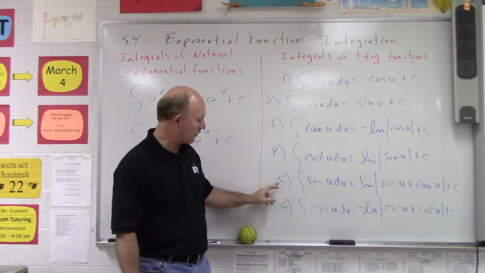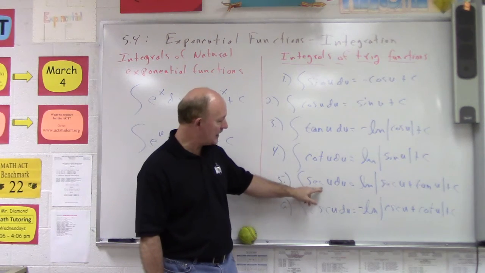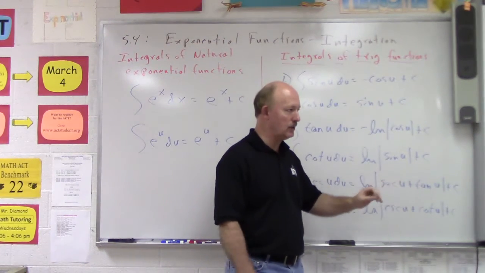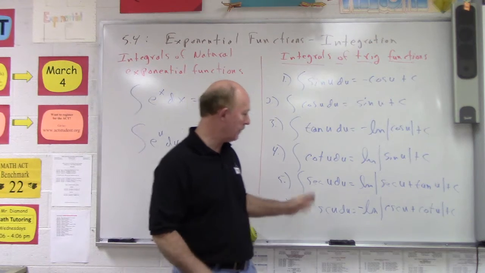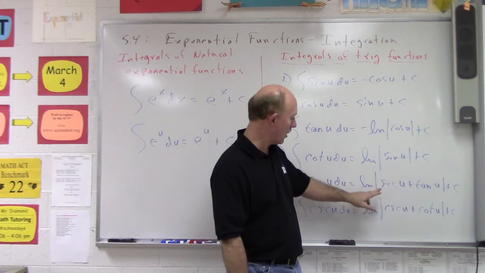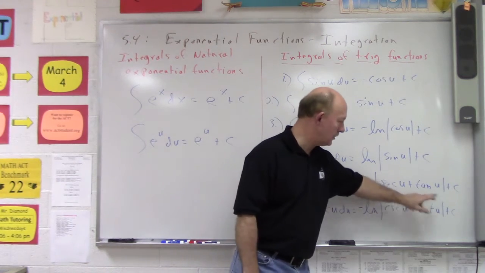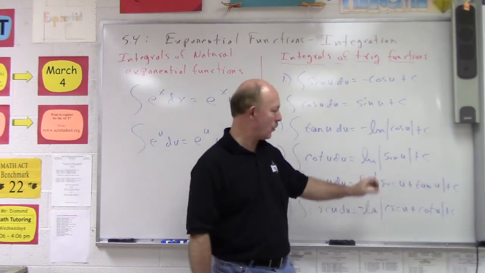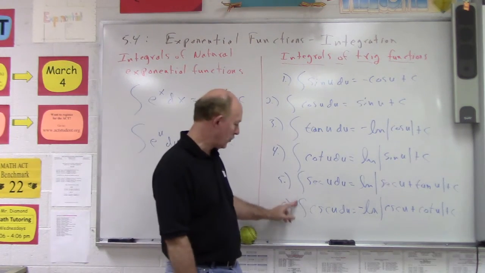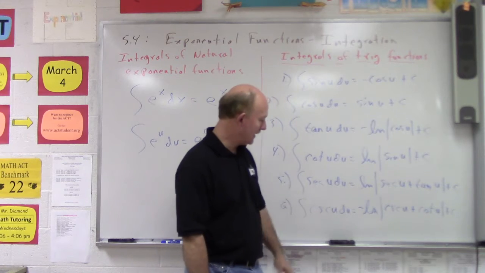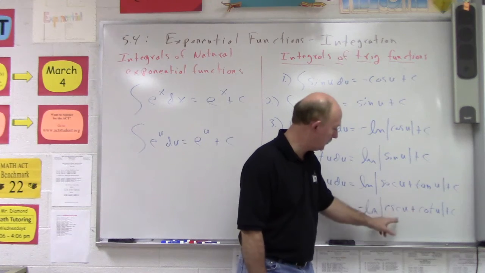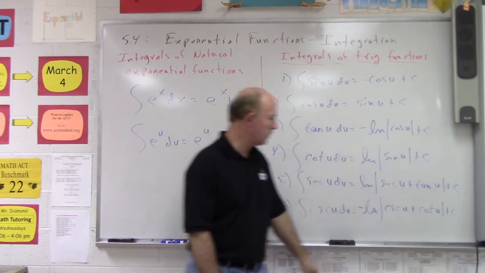Number 5, the antiderivative of secant u du is natural log of the absolute value of secant u plus tangent u, plus c. This is kind of hard to memorize, but you need to remember it. The antiderivative of cosecant u du is negative natural log of the absolute value of cosecant u plus cotangent u, plus c.